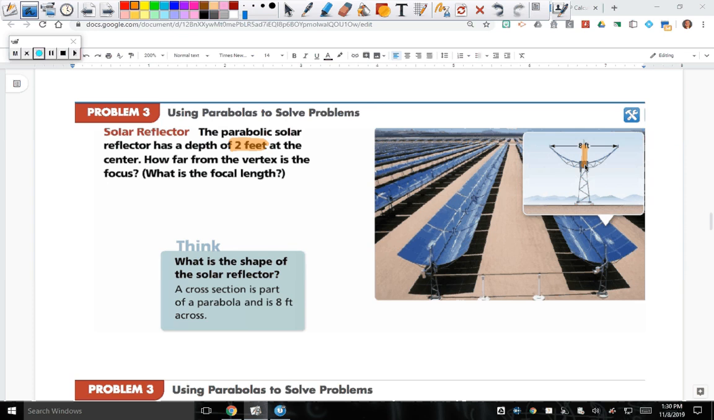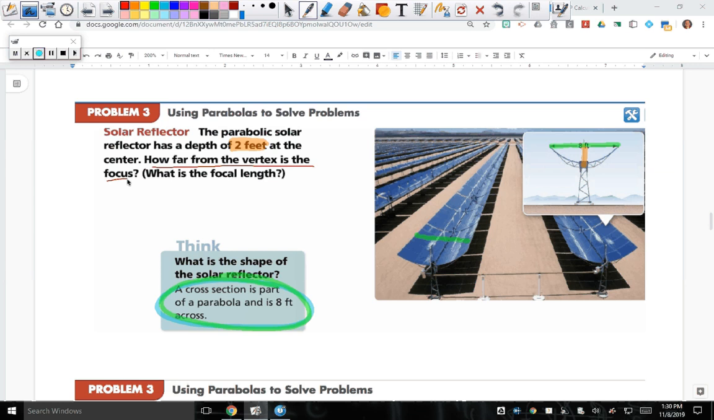Okay? So this is like a cross section of each of those solar reflectors. Another piece of information they gave us is that it is 8 feet across, basically from, let me do this in green, from here to here is 8 feet. Straight across from the tip of each one. 8 feet. And what we want to know is how far from the vertex is the focus.